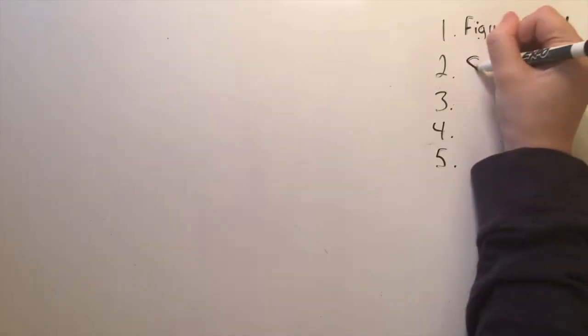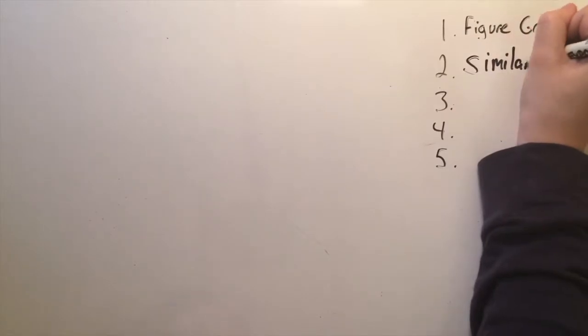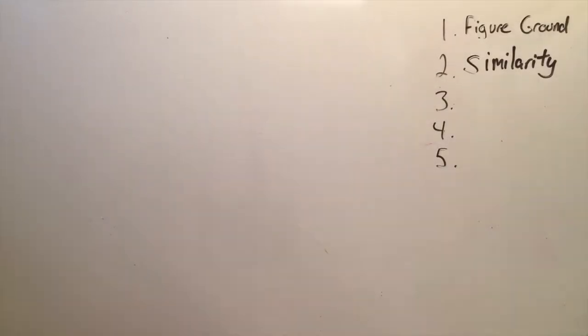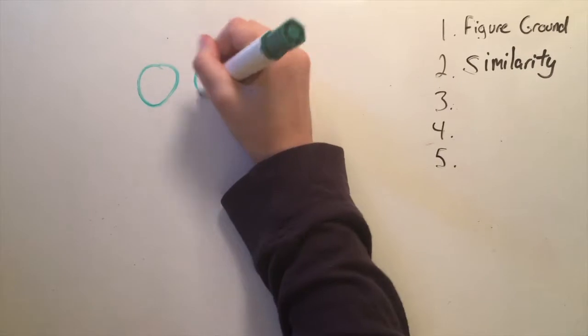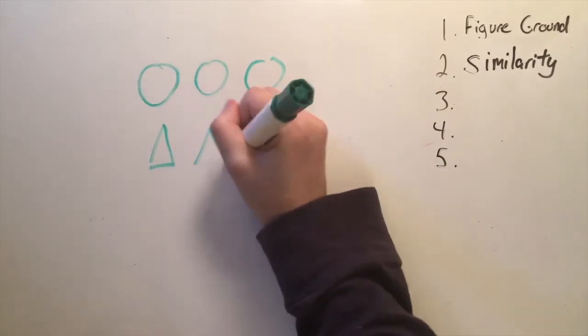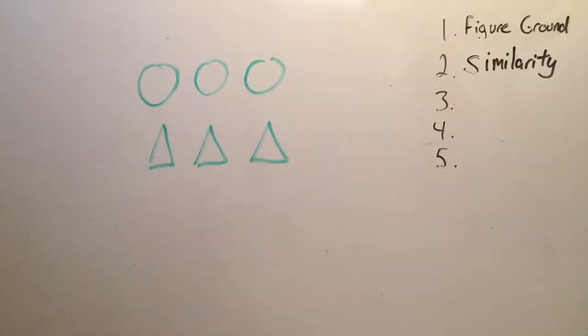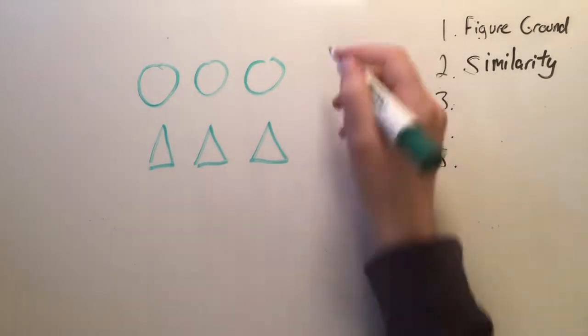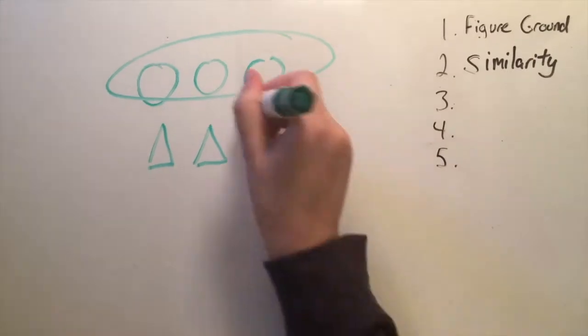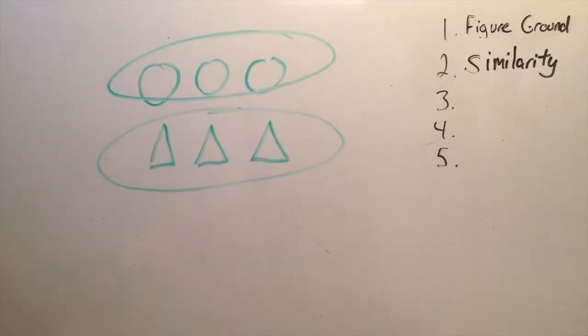The next principle we are going to be talking about is called similarity. The principle of similarity states that objects that have similar properties are perceived as a group. When asked to describe this image, you will probably say that there are 3 circles and 3 triangles. That's because your brain is grouping this as a group and this, because they're the same shape.